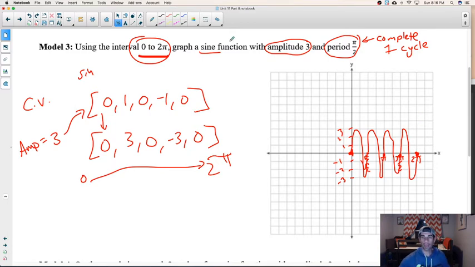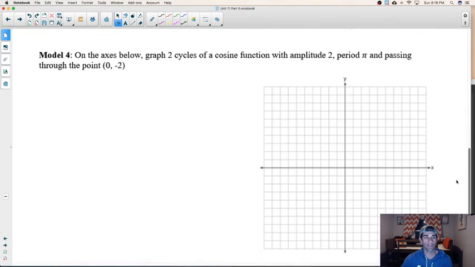But again, this is telling you how many times you have to do it. This is telling you how high you have to go. And these are telling you how many times to hit there. All right, last one, and we can all go home.